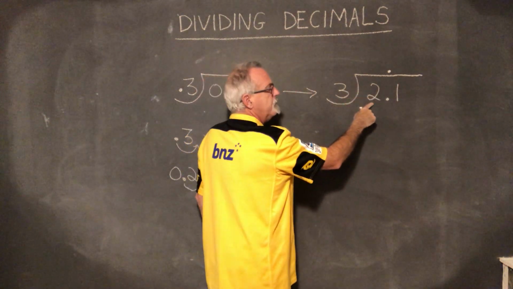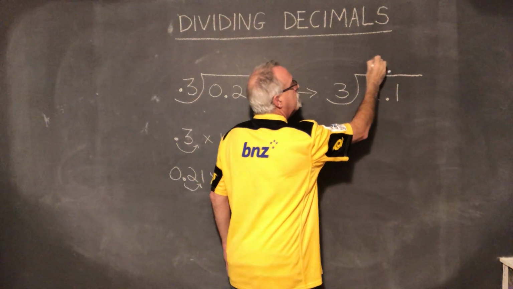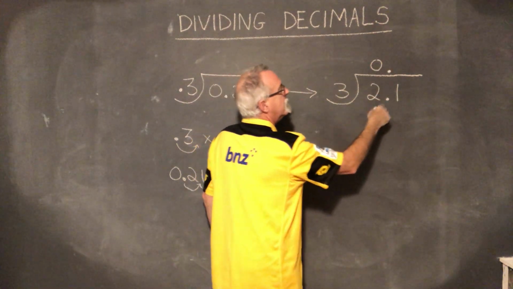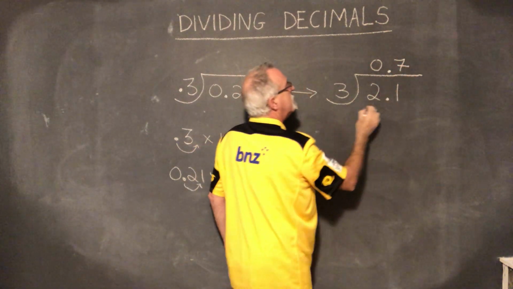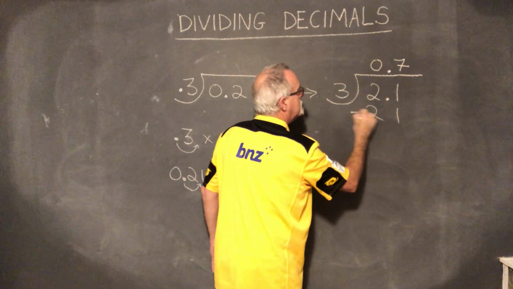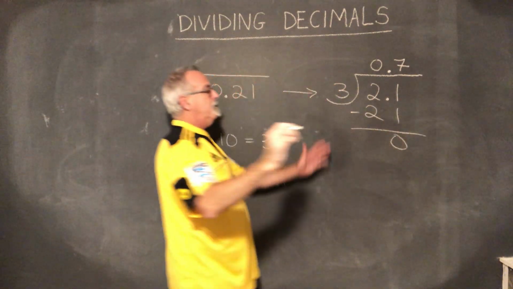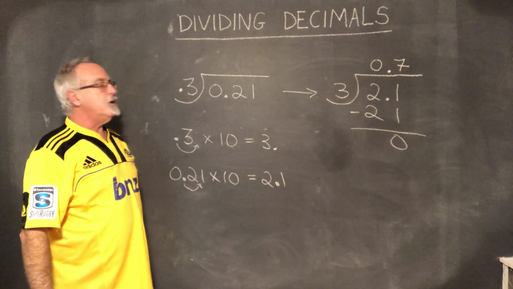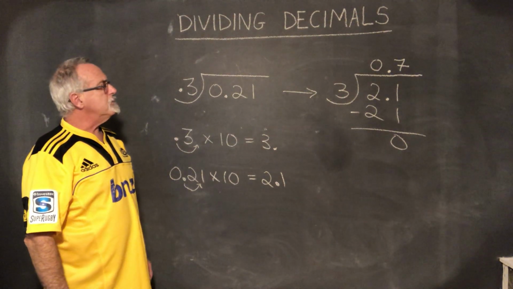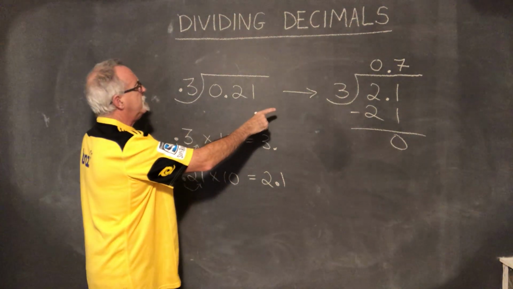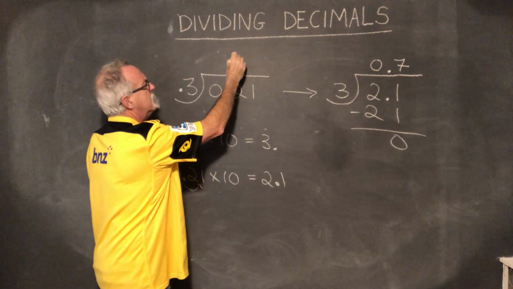3 doesn't fit into 2, so I either don't write anything or I write a 0. 3 fits into 21 a beautiful 7 times. 7 times 3 is 21. I subtract. I get 0. I know I'm finished. 0.7 is my answer. Therefore, 0.7 should also be the answer to this.